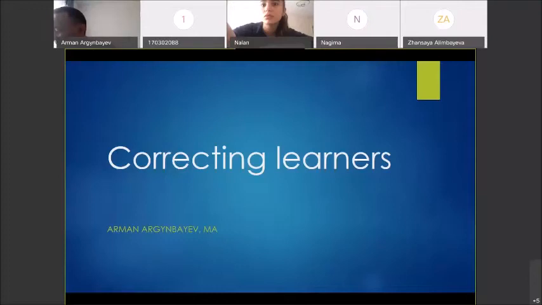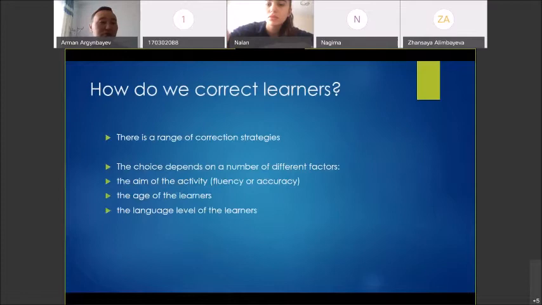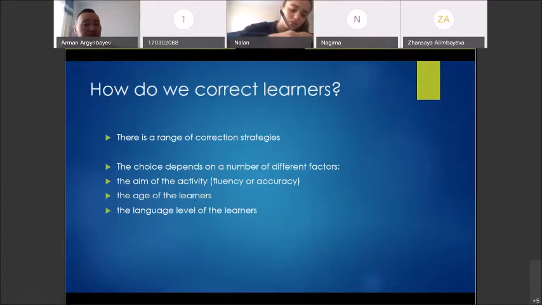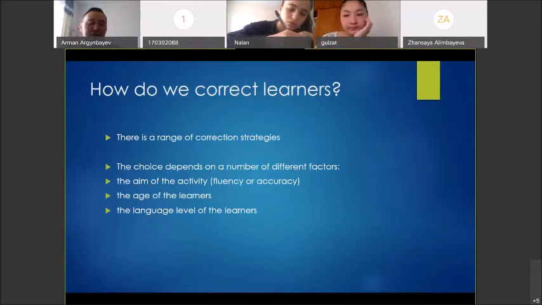So today we'll talk about correcting learners. How we should correct, when we should correct, and about the techniques. So actually there are a lot of different ways to correct learners. It depends on the situation and on a number of different factors.